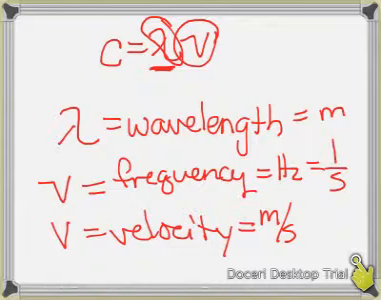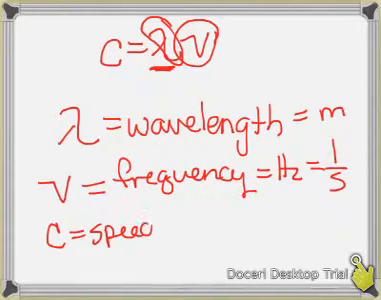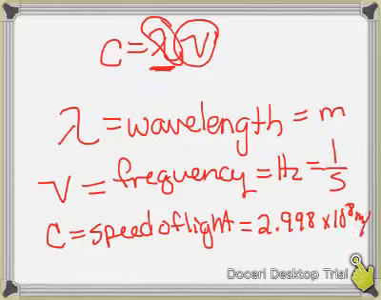All right, so really quick while we're still talking about this, I also want to talk about c, because again, we've been taught this, but it's been a while since chemistry, right? So c is actually the speed of light. And the speed of light is 2.998 times 10 to the 8th meters per second.